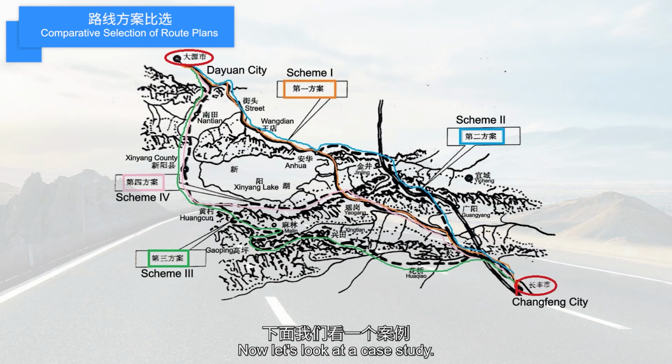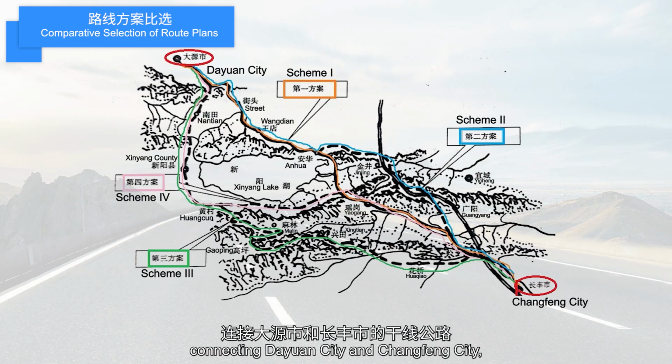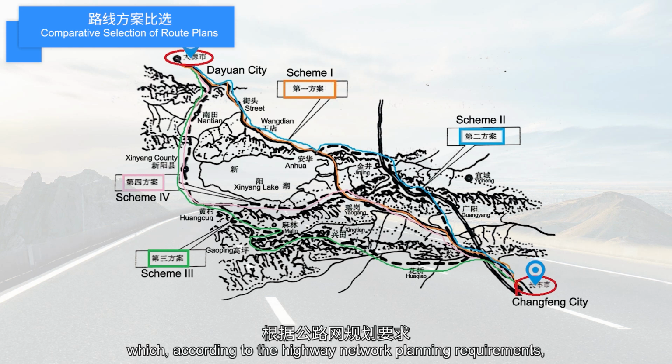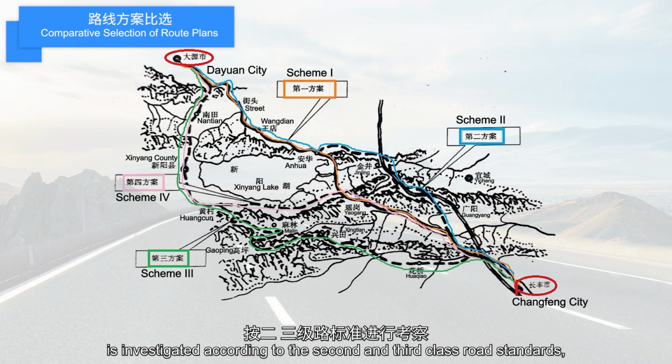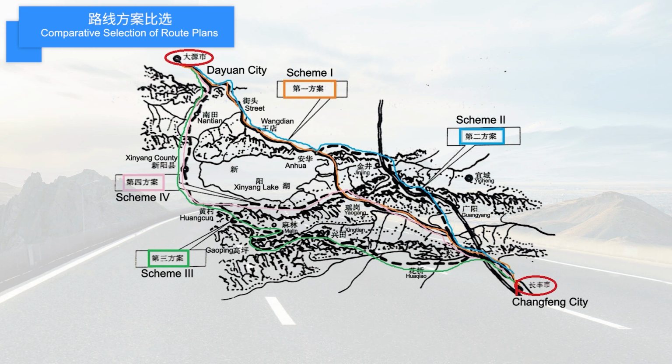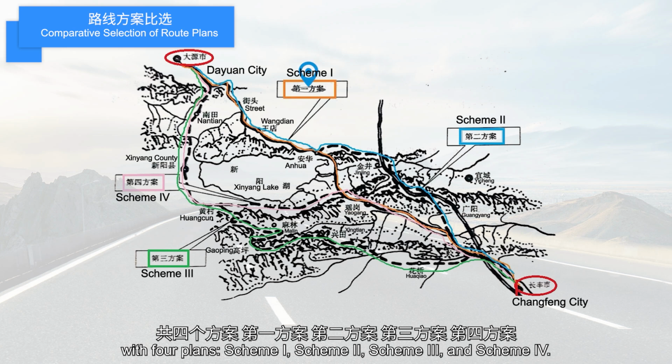Now, let's look at a case study. Case study 1 is the trunk highway connecting Dayuan City and Changfeng City, which, according to the highway network planning requirements, is investigated according to the second and third class road standards, with 4 plans: Scheme 1, Scheme 2, Scheme 3, and Scheme 4.